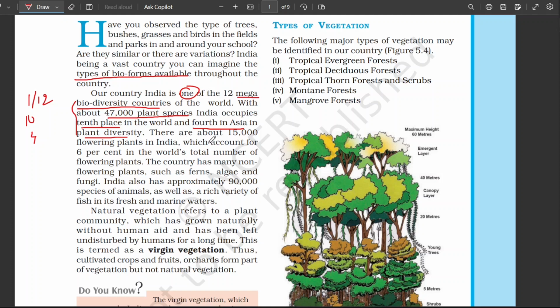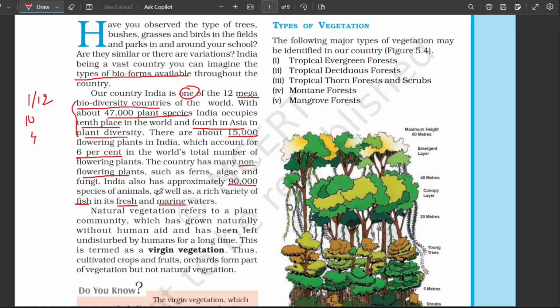There are about 15,000 flowering plants in India, which account for 6% of the world's total number of flowering plants. The country has many non-flowering plants as well, such as ferns, algae, fungi, bonsai, however you pronounce it. India also has approximately 90,000 species of animals, as well as a rich variety of fish. India has coastal areas as well, so fish in both fresh and marine waters.